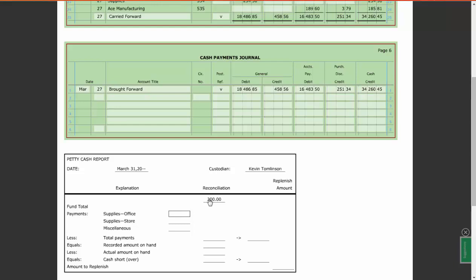Abby's on fire today. So right here, we have different payments, and all we have to do is get our amounts from the directions. So how much did we spend on supplies office? Nice. $45.23. Supplies store. Nice. Miscellaneous. $49.25, right? Because $40.59 was the amount of cash. Now, add up those 3 digits. Use a calculator. Add them up. Do the total where it says less total payments.